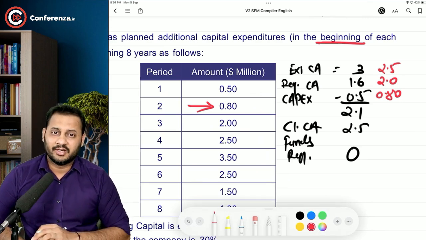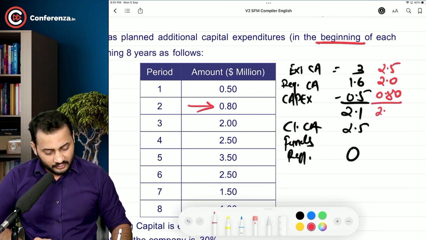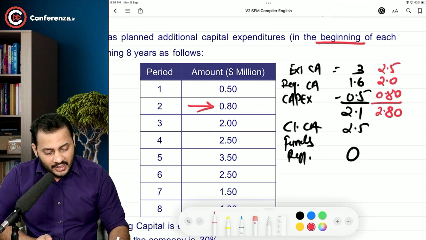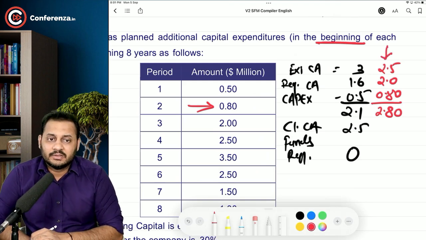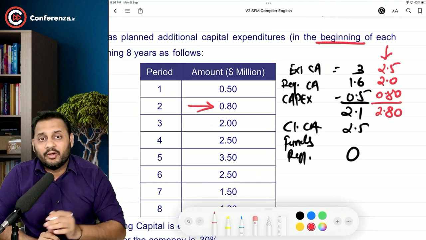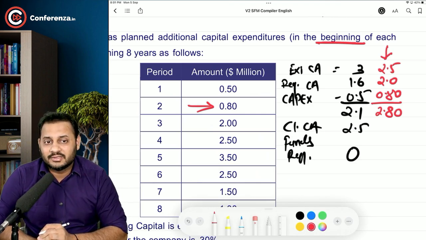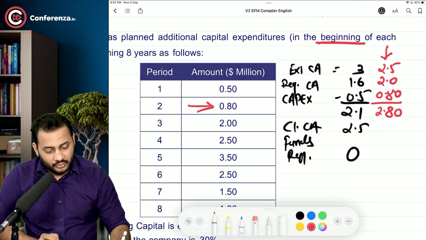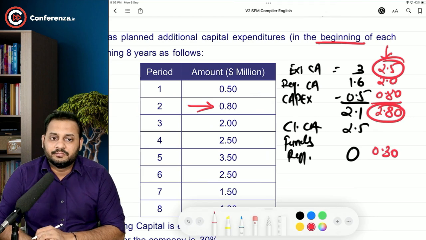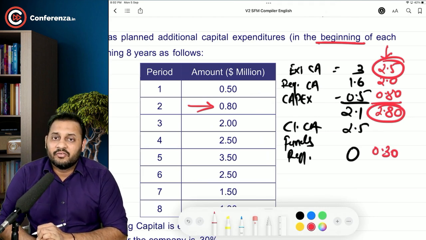0.80. What does that mean? The total funds required is 2.80. The total fund required is 2.80, and we need to maintain a balance in the required current assets of 2, and we have 2.5 as the current balance. What does that mean? 2.5 and 2.8. 0.3 is required from outside.